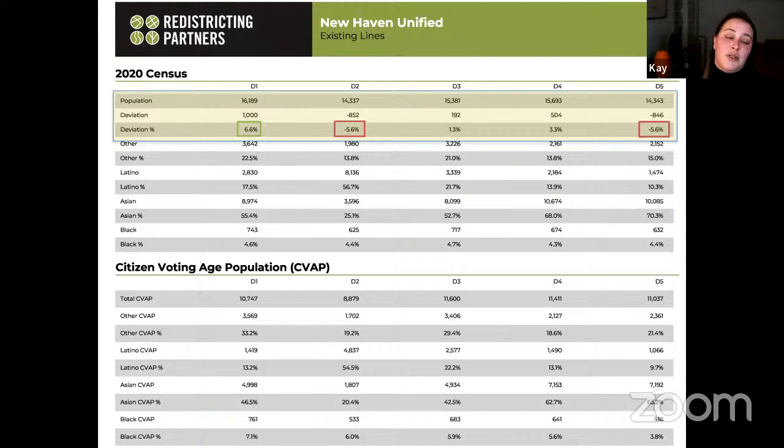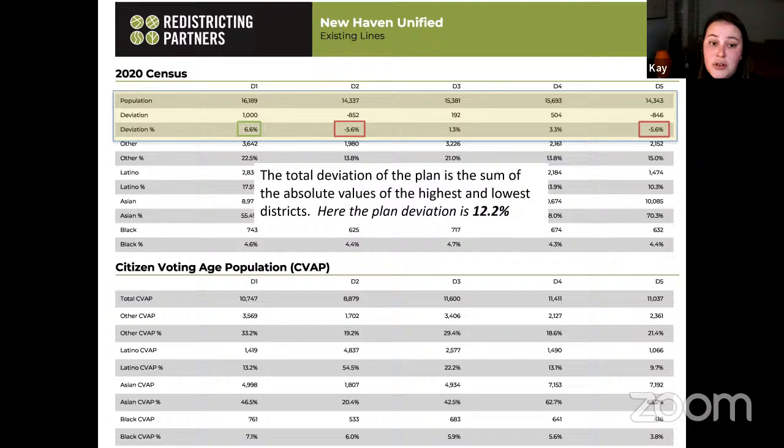And here we have our 2020 census data. So we have a total deviation, which is the sum of the absolute values of the highest and lowest districts in population. The planned deviation is 12.2%. A total population deviation is a maximum of 10%, so we do need to see a little bit of change, especially in districts 1, 2, and 5, which are the highest and lowest districts.